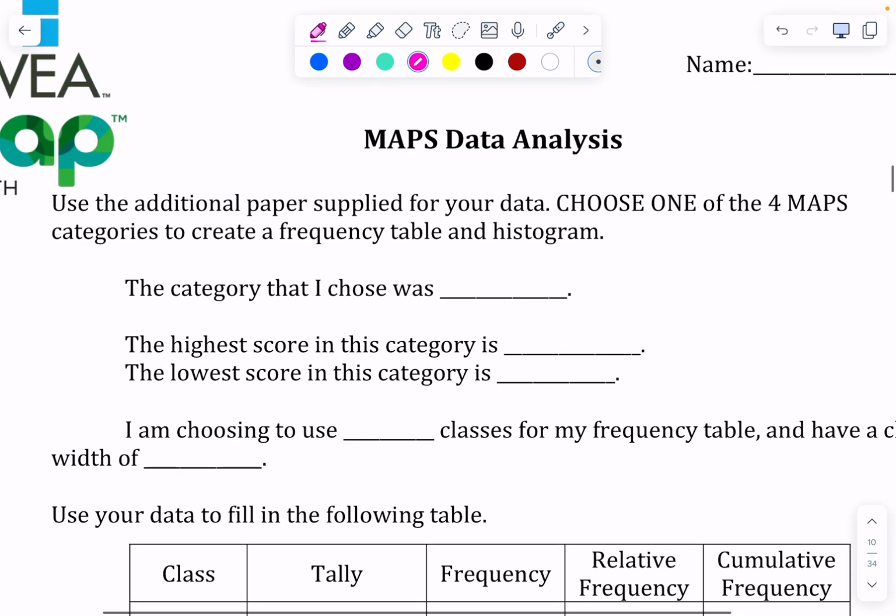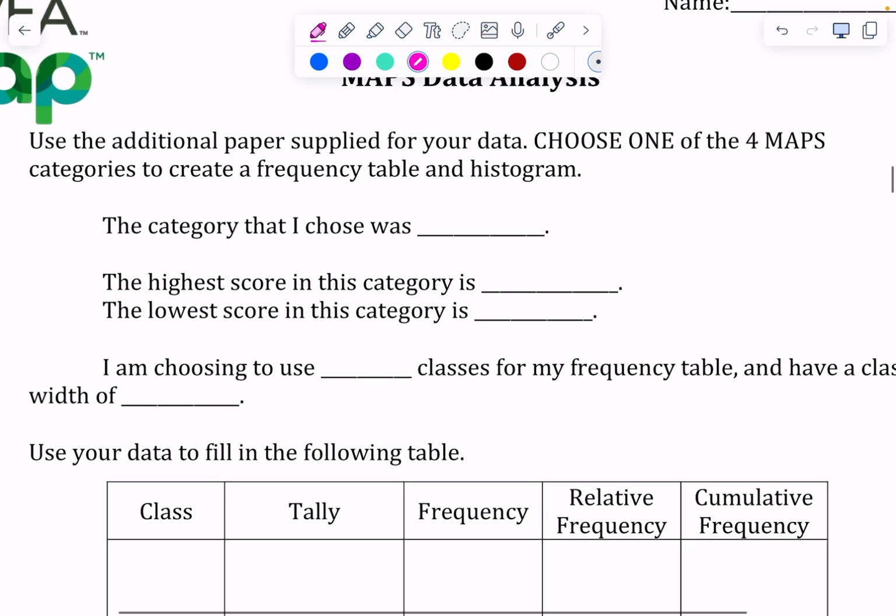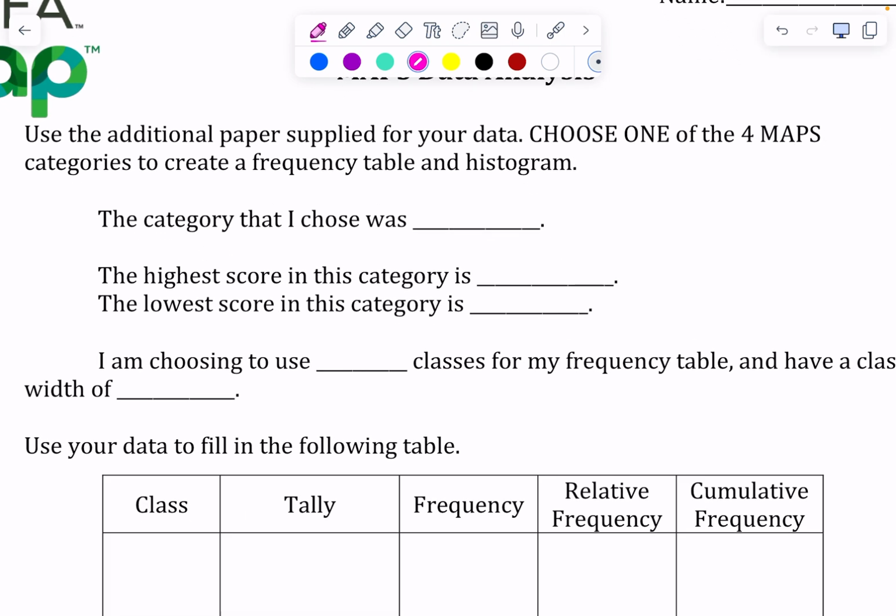So, this is what you will have to do on the back side, but we're going to do this one together. On the front side, it says, use the additional paper supplied for your data. Choose one of the 4 MAPS categories to create a frequency table and histogram. You don't have to erase. The category I chose is math.